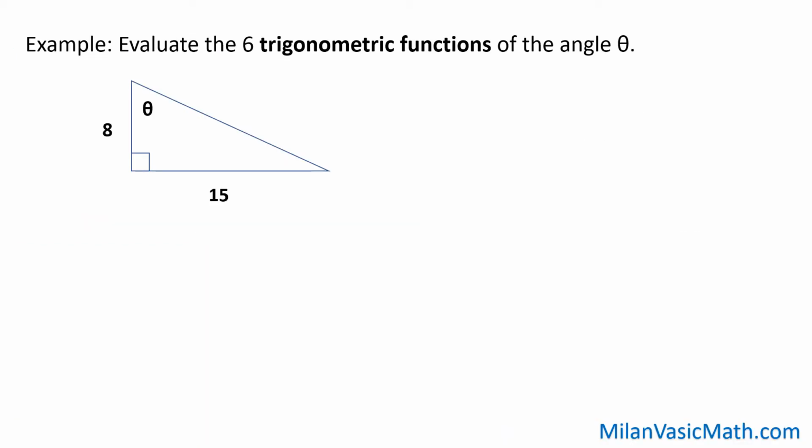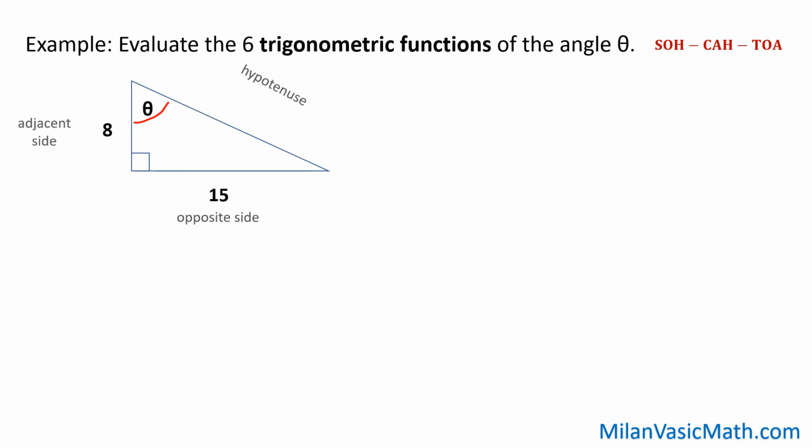Let's use that to evaluate the 6 trigonometric functions of the angle theta for the triangle we see there. So we have theta marked. Sometimes I also just like to mark the angle that way too. And first thing we should write, identify what each part is. So we have the hypotenuse, which is opposite the right angle. And then the opposite side is the leg that's opposite the theta. And finally we have the leg that's next to the theta, that is the adjacent side.